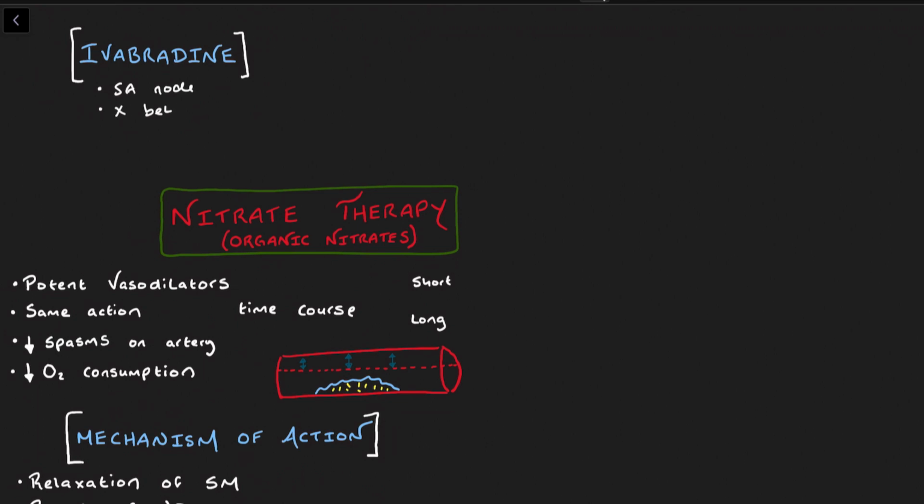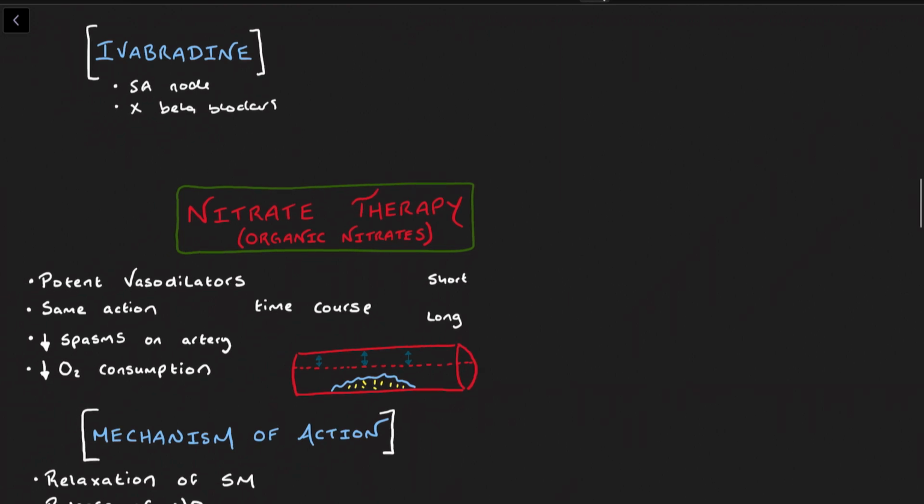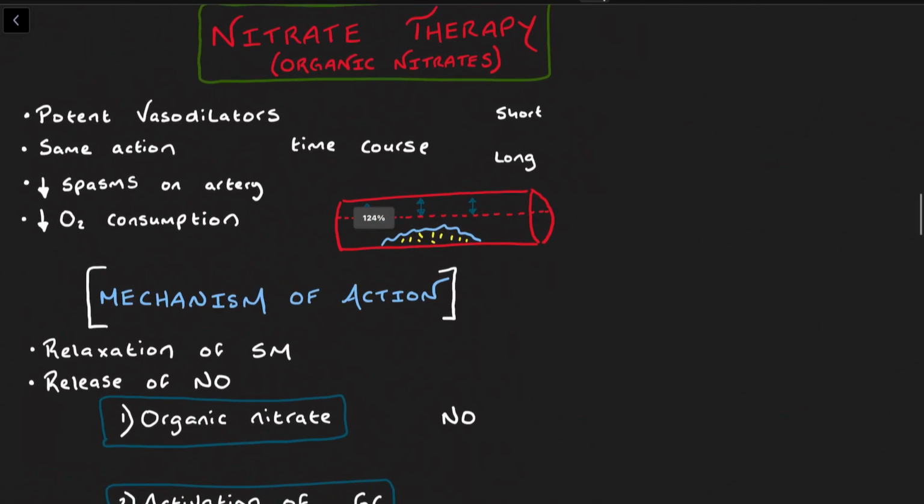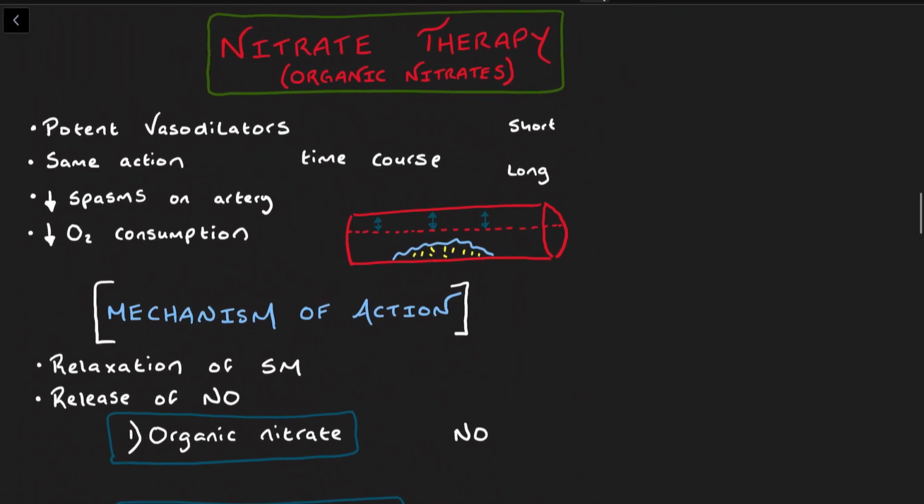Okay, so now we'll focus a little more on organic nitrates. These are very potent coronary vasodilators. So all organic nitrates share the same action but only differ in their time course.